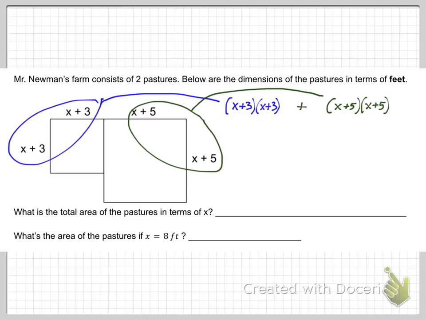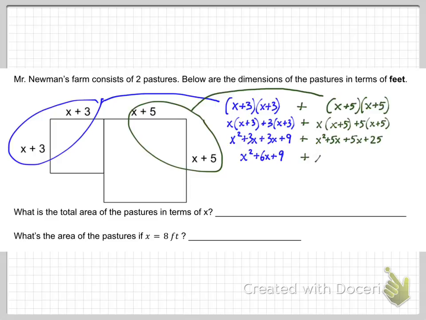In fact, these are more than rectangles. These are squares because their length and width are the same. So let's multiply that out. Did you guys notice you always get this pattern when you multiply a binomial by itself? Like the 2 binomials are the same. x squared plus 6x plus 9. And then on the right here, we're going to multiply that out. And you get x squared plus 10x plus 25. Now we need to combine like terms, so I see 2x squared, 6x plus 10x, and 9 plus 25. And we get 2x squared plus 16x plus 34.